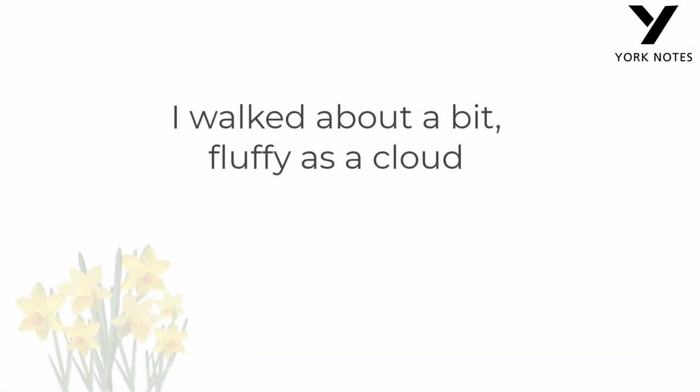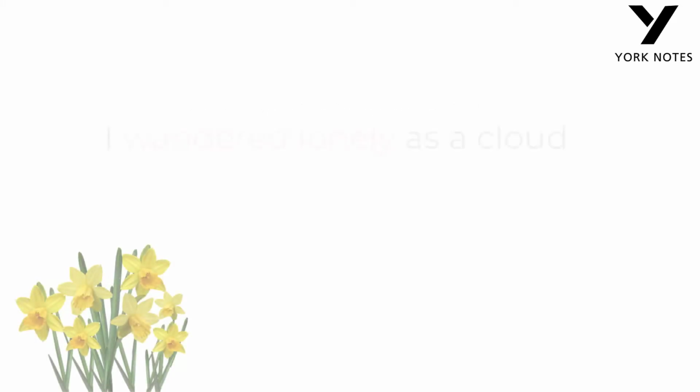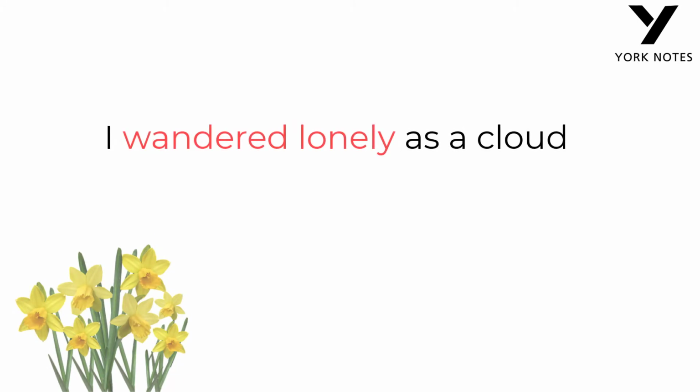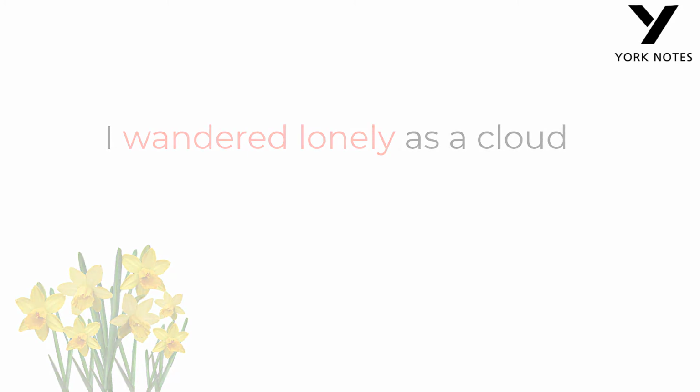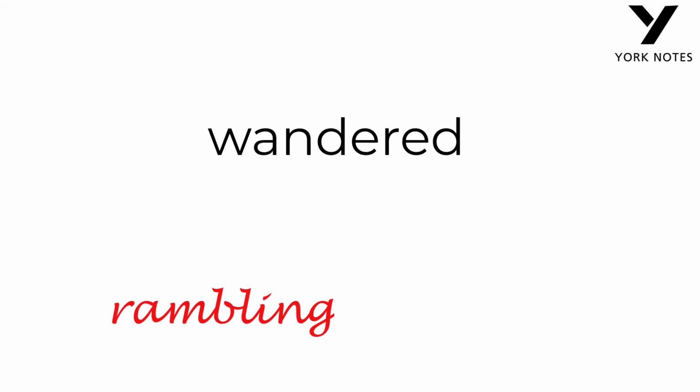bit fluffy as a cloud." Well, of course, that's not the sentence. The actual sentence is, "I wandered lonely as a cloud." And if you were to just look again at two of those categories, the verb wandered and the adjective lonely, then you begin to understand why he chose those specific words rather than using something more general, such as "I walked about a bit." The whole notion of wandered suggests a sort of rambling, free nature, but also perhaps slightly lost, as if not knowing his direction.